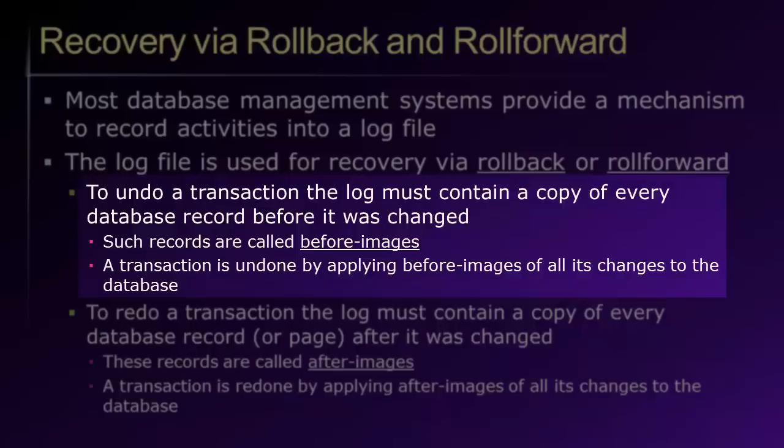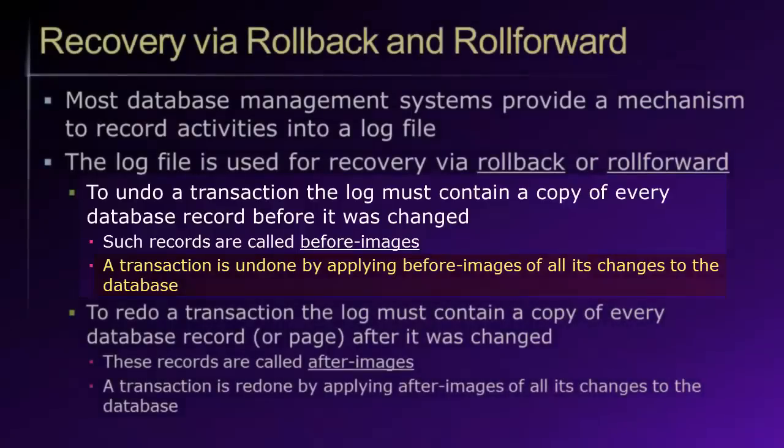Essentially, rollback requires that the log file contains a copy of the values of any changed records before they were changed, as well as the order in which changes were made to the database. So these types of records are called before images. They save the values in a given cell, for example, before the change is made to the cell. To undo a transaction, then, all we need to do is work backwards through the log file and apply the before images of all of the changes in the log file one by one.